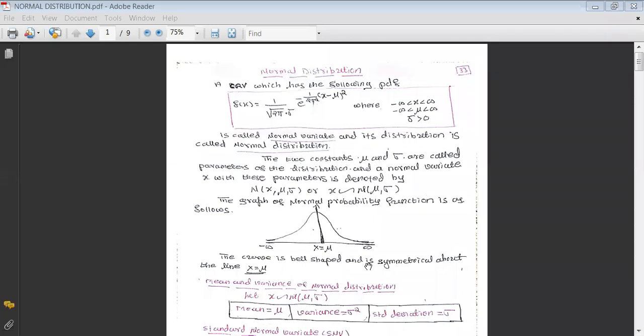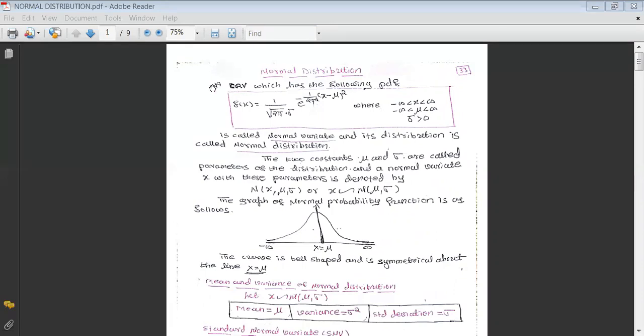In this video, we study one more continuous probability distribution that is called the normal distribution. This distribution is also called the Gaussian probability distribution. And this particular distribution has wide applications in almost all the engineering fields. As usual, every probability distribution, either discrete or continuous, has one probability function.